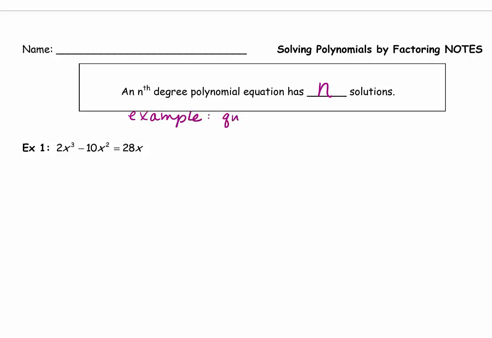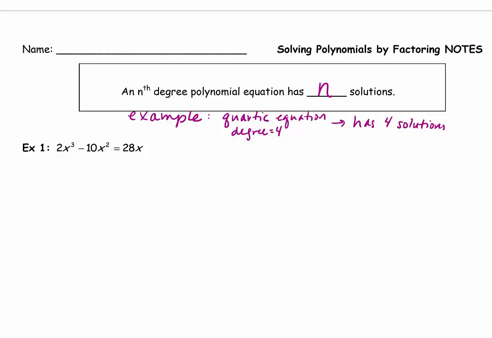A quartic equation, which has a degree of 4, has 4 solutions. So I'm going to know exactly how many solutions I'm looking for so that when I'm finished, I'll be able to say I'm either finished or not finished.